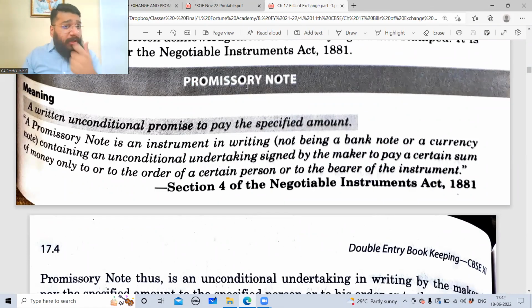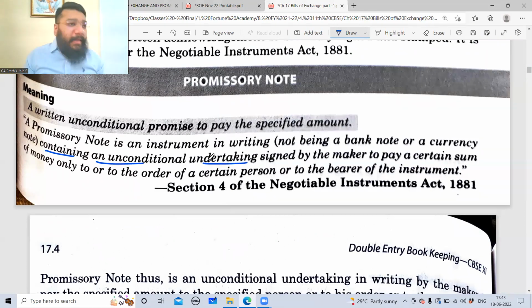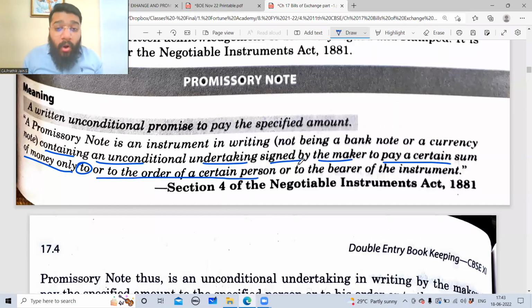Guys, if you remember in the special book, we have understood that a promissory note is an instrument in writing containing an unconditional undertaking signed by the maker to pay certain sum of money only to or to the order of certain person or to the bearer of the instrument, which means anybody who's bearing the promissory note can get the payment. But this is being removed.